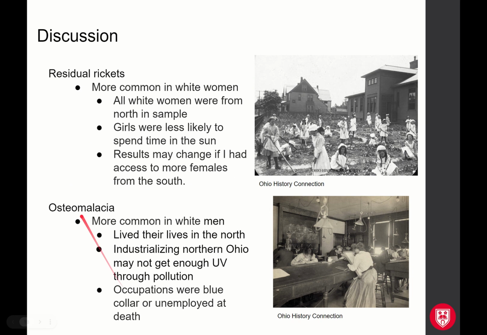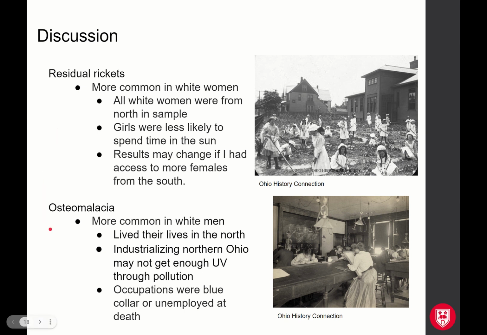All right, so actual presence. When I looked at residual rickets, it was most common in white women. All of those white women lived their lives in the north. So it could be UV. We do know that women were less likely to go out in the sun, and when they did go out in the sun, they were completely covered by their clothing. Based on my current sample, I can say this. Now, these results might change if I had access to more women that lived their childhoods in the South.